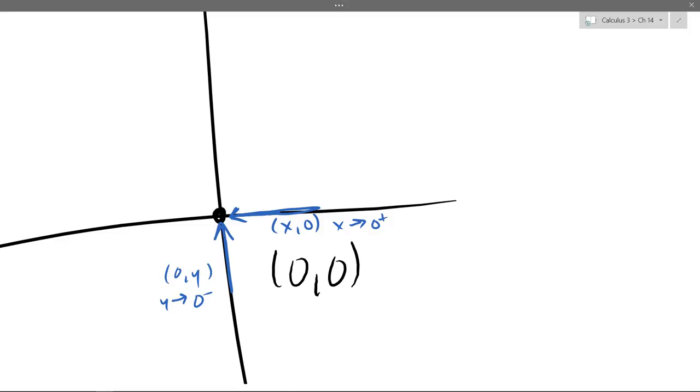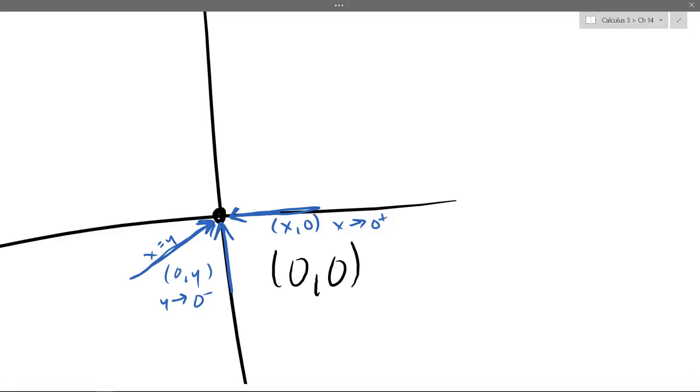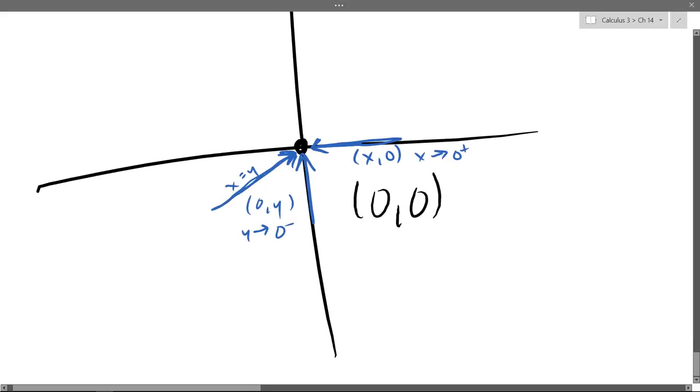So I could pick any path. I could go, let's look at this path right here. It's supposed to be along the line x equals y. So it should have a slope of 1. I have to sneak it in there because I took up too much space with my 0 comma y below. What do points look like on this line, on this path right here?